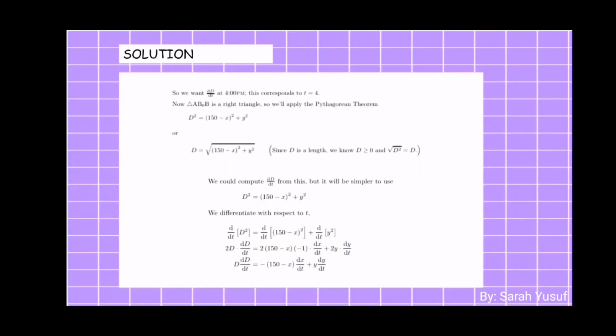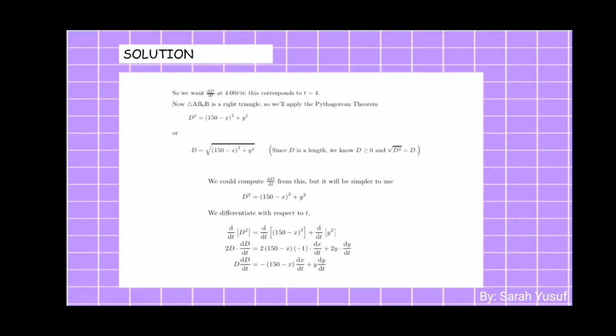We need to find the dd over dt at 4 p.m. So the t, which is the time, is 4. As we can see from the diagram before, the point A, BO and B is a right angle triangle. So we can find the d by using Pythagoras theorem. After substituting the information that we got from before, we got d squared equal to 150 minus x squared plus y squared.